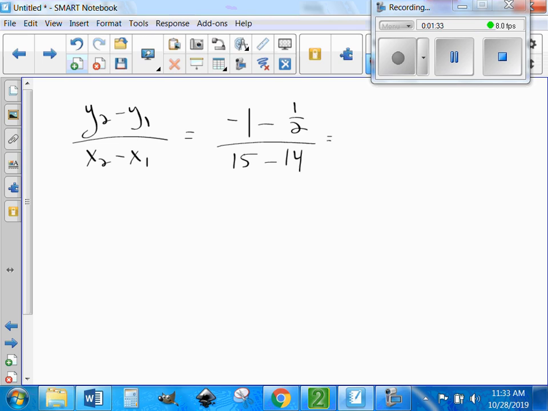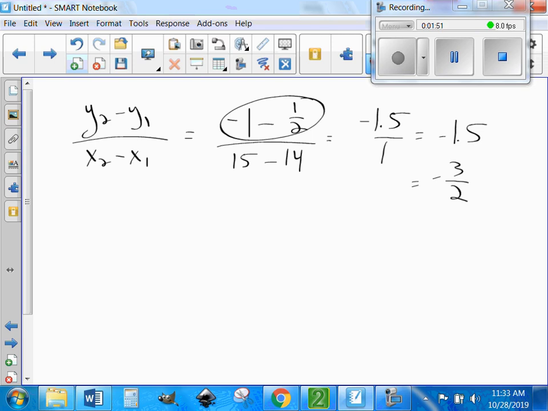So then we can figure out that the numerator is negative 1.5, and the denominator is 1, and that reduces to negative 1.5. And then in your calculator, if you like to turn that into a fraction, you can. It's not a bad idea. That would be negative 3 over 2.